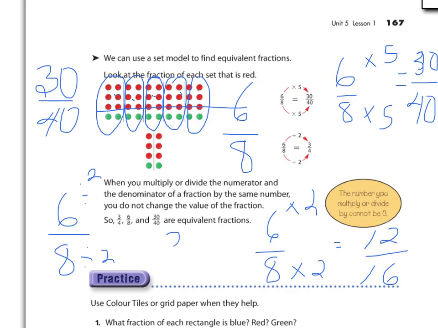6 divided by 2 is 3, my goodness. 8 divided by 2 is 4. So 3/4 is also an equivalent fraction.